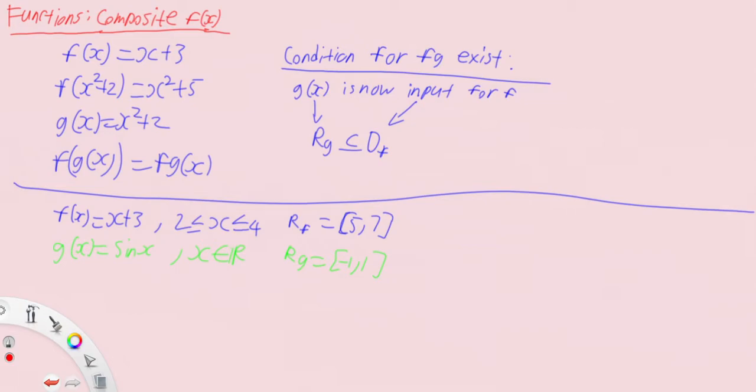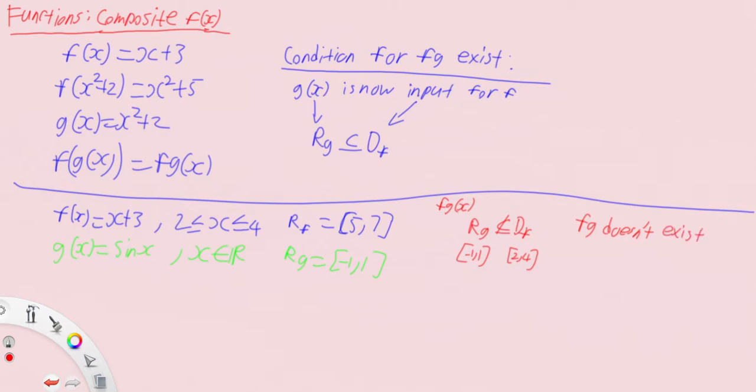Now, let's say we're arguing whether fg(x) exists. We note that the range of g, which is minus 1 to 1, is not a subset of, nor equal to, the domain of f. Why? The domain of f is 2 to 4. The range of g is minus 1 to 1. Therefore, if you try to substitute the range of g into f, you'll be substituting numbers that are not defined by f. f is only defined from x = 2 to x = 4, but not x = minus 1 to x = 1. Although you can put values inside, you won't get any corresponding value. Because of this, fg doesn't exist.